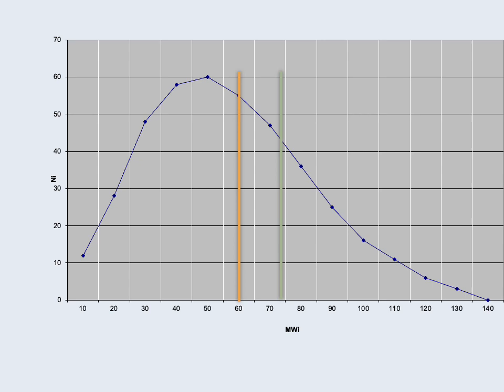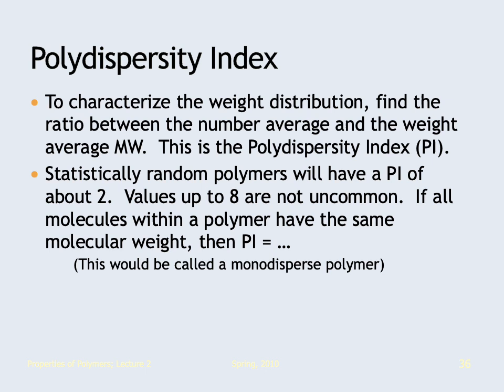So what does that look like? Here's my number average, and here's my weight average. Number average molecular weight and weight average molecular weight. Again, weight average molecular weight is always greater. And I already mentioned before, the polydispersity index is the measure of how broad the distribution is. Normally, if it's a random distribution, or random polymerization, nothing fancy, not weighted, the polydispersity index will be around 2. It could be as high as 8.